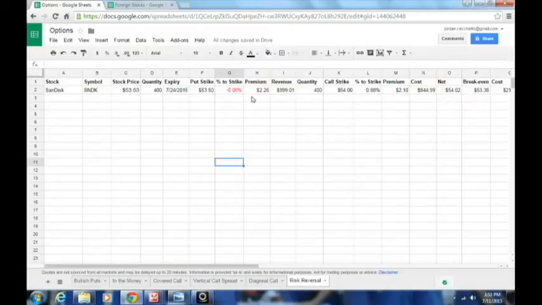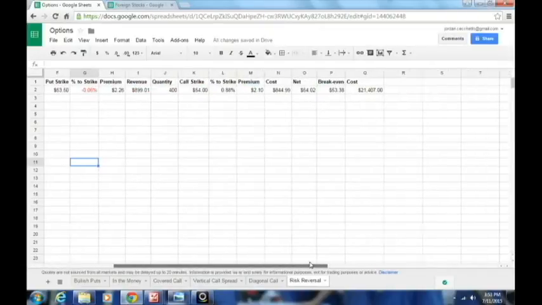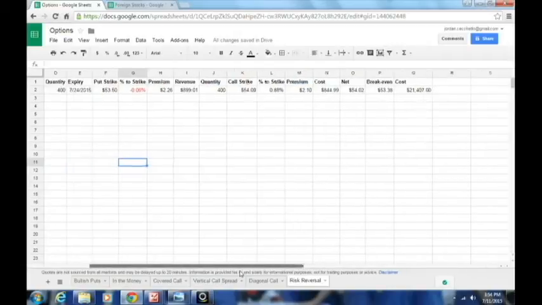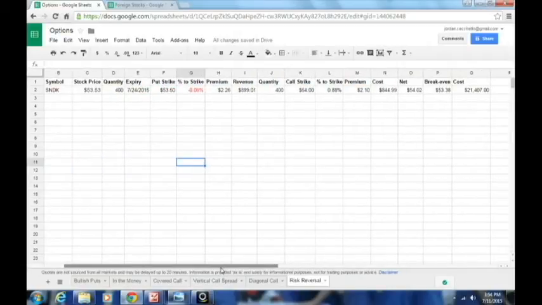If the stock closes below $53.50, I either close out my position or I get exercised and get the 400 shares of stock. And that would cost me $21,407. My break even would be $53.38, so it's a little bit below the current market price. Anything below that and I'm in a negative position. So again, it's just like owning the stock, but a few cents cheaper.